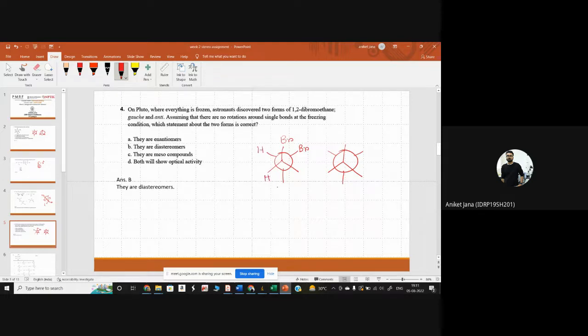Which form is this? Why is it called gauche? What is the criterion for calling it gauche? What should the dihedral angle be? What is the angle between gauche groups?